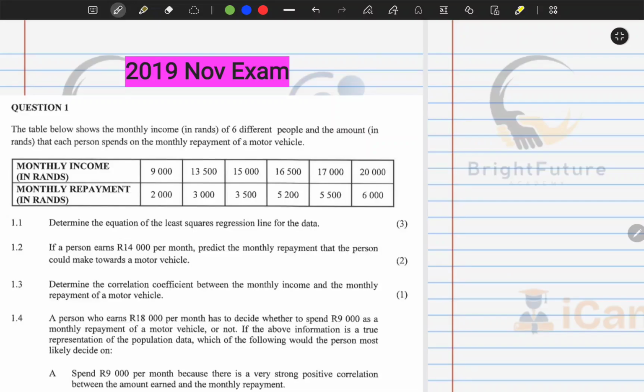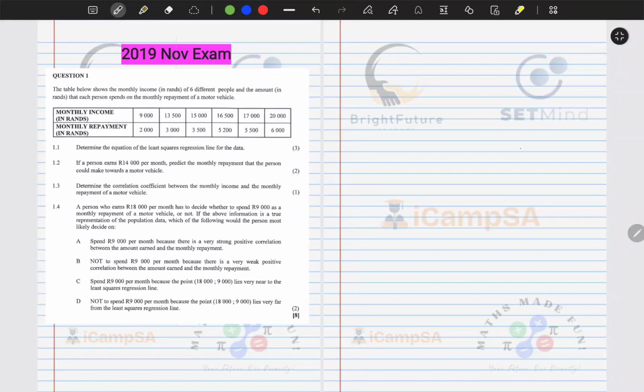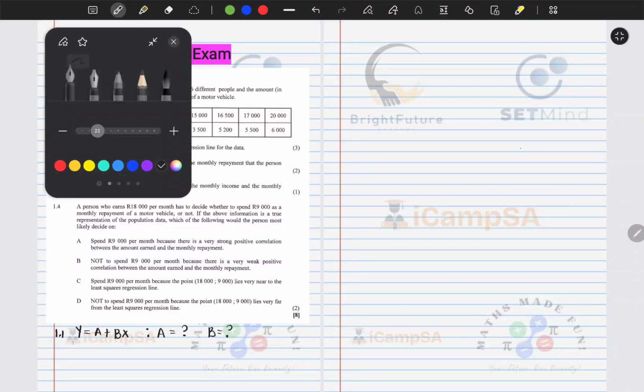So we're given the table, then the first question requires us to find the equation of the least squares regression line of the data. In 1.1, what they want us to figure out is y equals ax plus b, which in other words means we should figure out what a is and what b is.